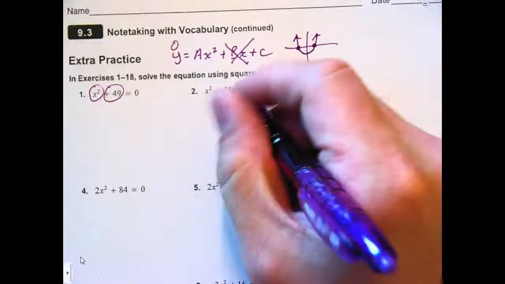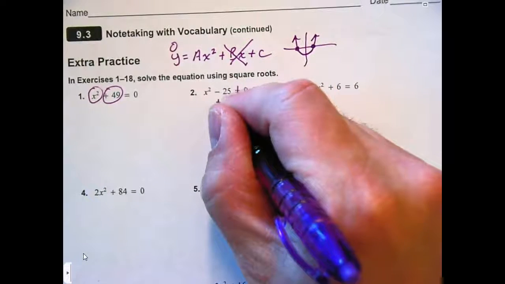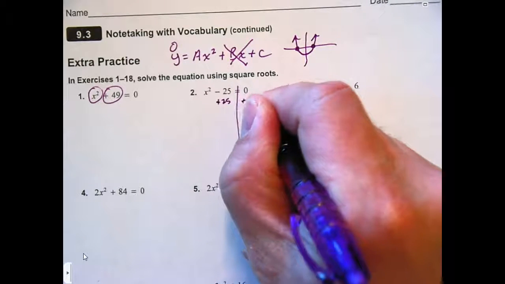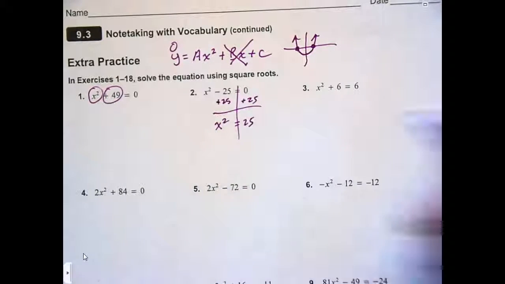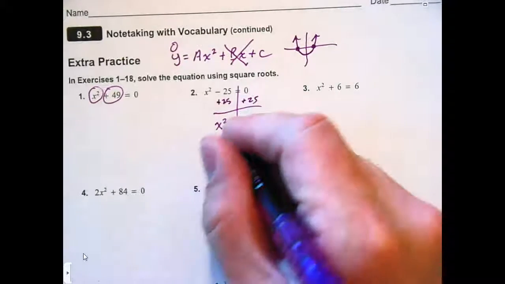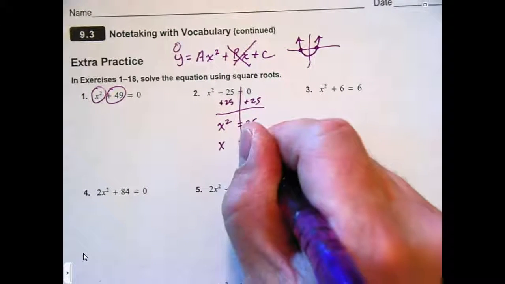Take a look at that. I want you to get x by itself. Okay, what do we do to get x by itself? Just do the opposites, right? Add 25 to both sides, just basic algebra. x squared is equal to 25. And then how do I get rid of a squared? x squared means x times x, so we're taking the square root. So x is equal to the square root of 25.